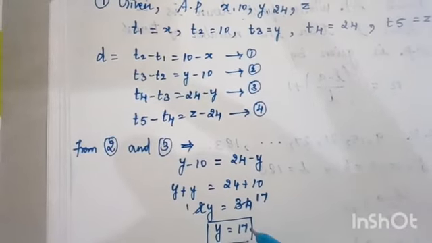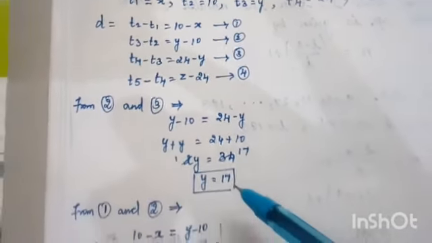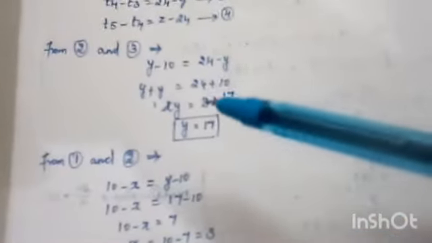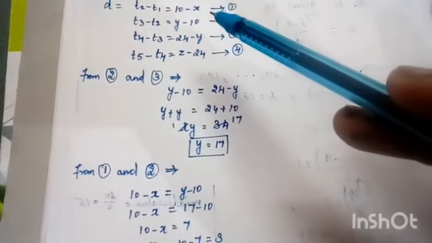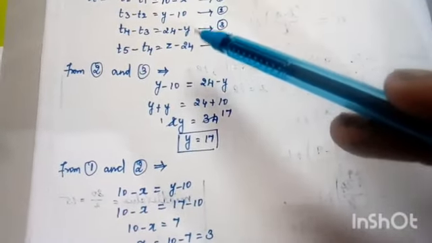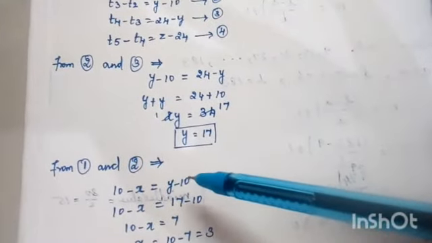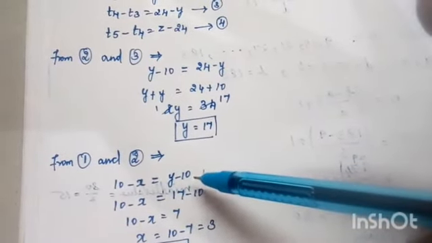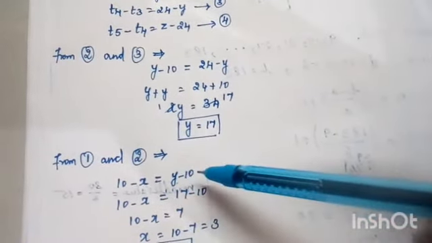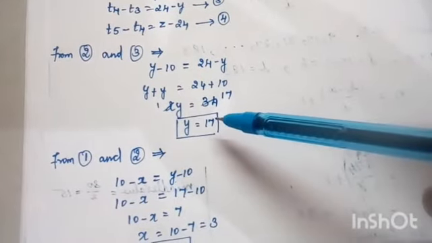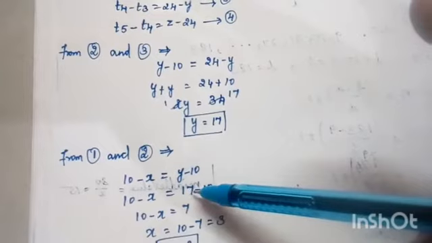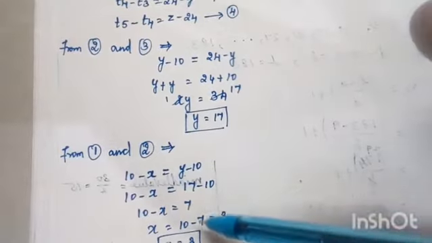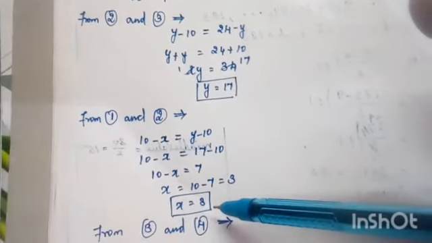Next you have to find the x value or z value. From equations 1 and 2, the first equation is 10 minus x equal to y minus 10. Why are we comparing these? The left hand sides we wrote are common differences, and common differences are equal, so we compare these two. 10 minus x is equal to y minus 10. The y value we found in the previous step is 17, so substitute here: 10 minus x is equal to 7. Transposing, x is equal to 10 minus 7, equal to 3. So x equals 3.